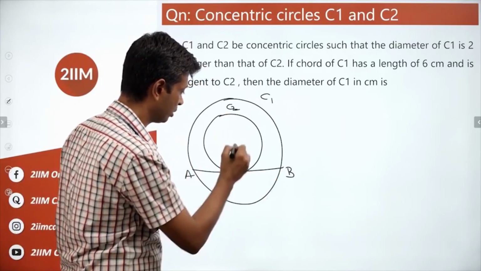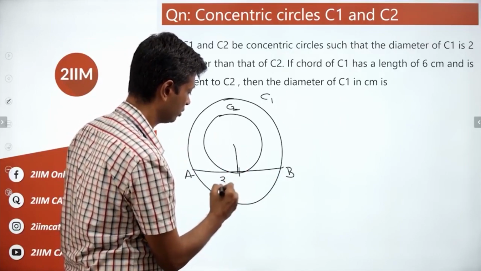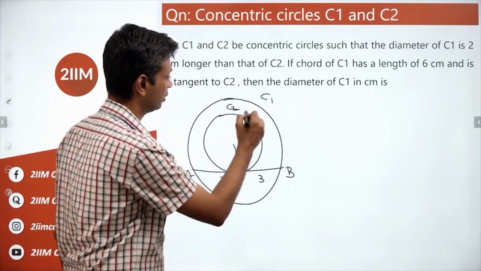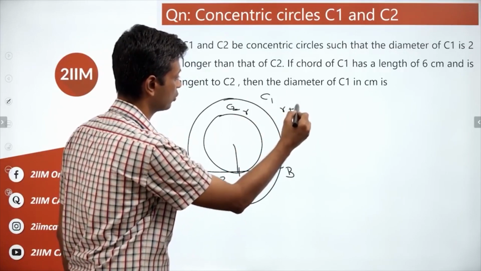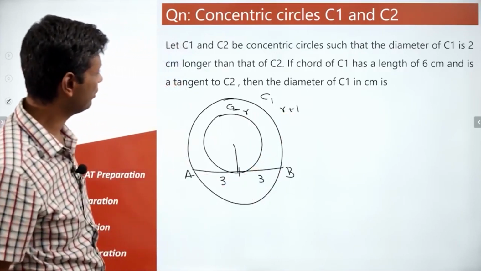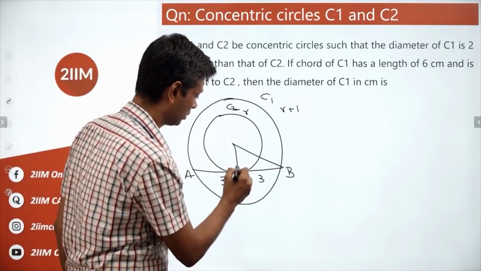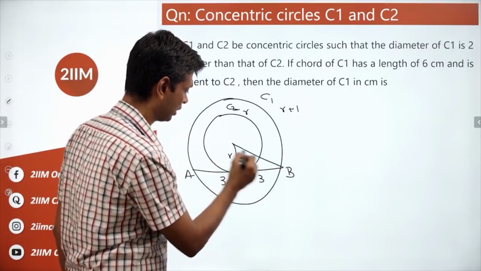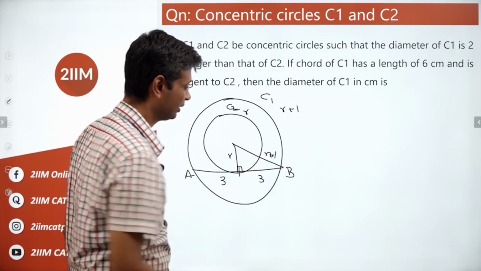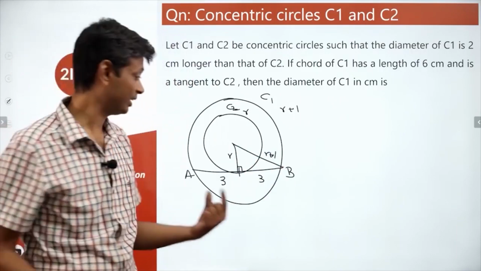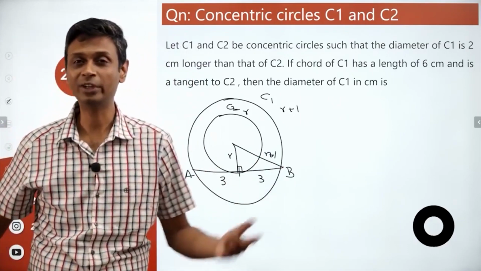The point of tangency will be perpendicular. It's concentric. This is 3. This is 3. This is radius. This is radius plus 1. Then the diameter of C1 is what we need to find. Join this. This is 90 degrees. This is R. This is R plus 1. 3 sides of a right angle triangle: 3, R, R plus 1. I already know this.